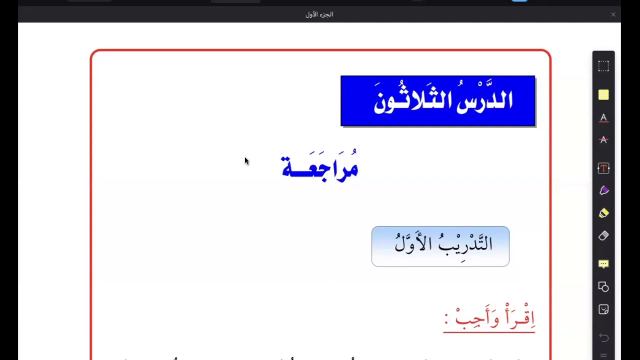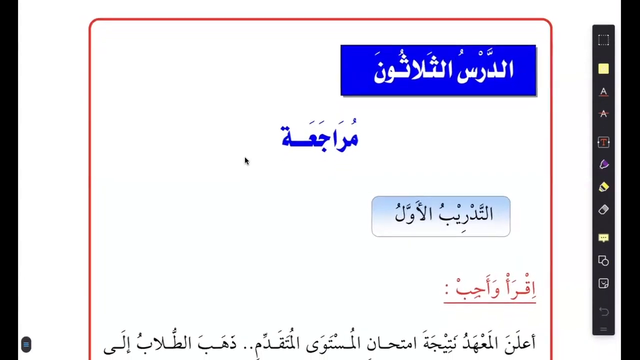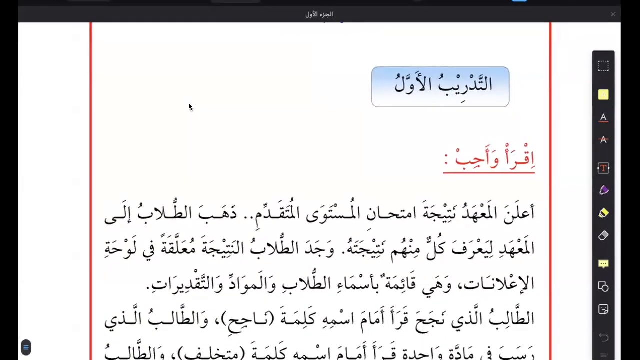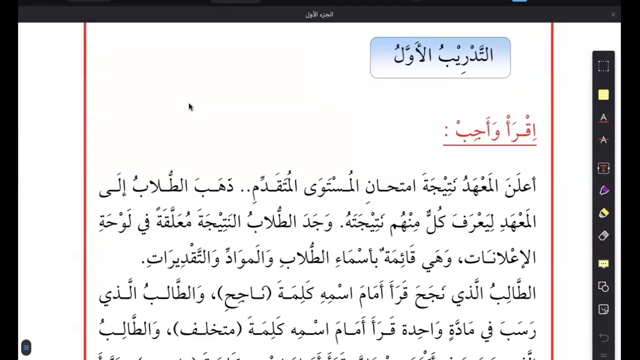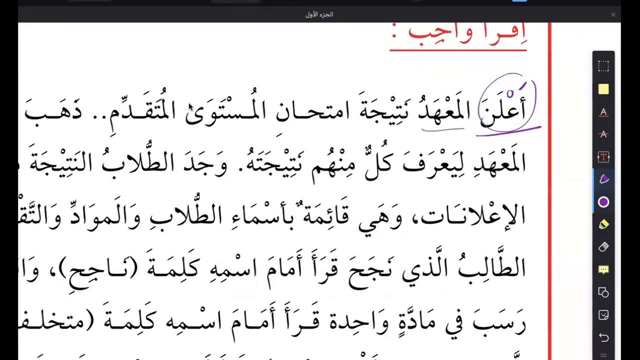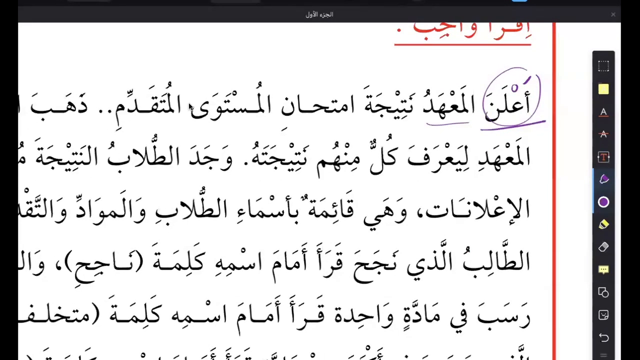So الدرس الثلاثون, 30th lesson, مراجعة, which is review. We have التدريب الأول. So it says اقرأ وأجيب, read and answer. So it says أعلن المعهد. We know what أعلن means, to announce. أعلن يعلن. Okay, remember the 4 letter verbs? The present tense takes a dhamma. So المعهد, the institution, announced نتيجة امتحان المستوى متقدم.